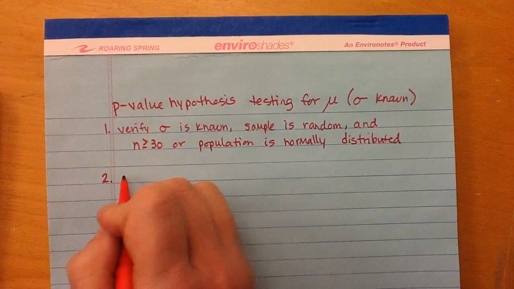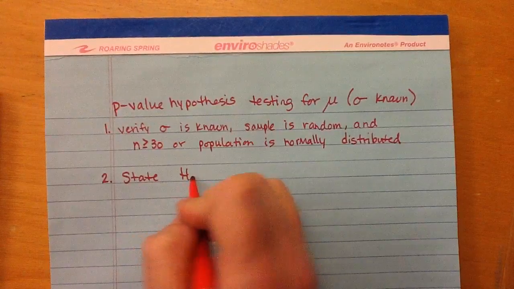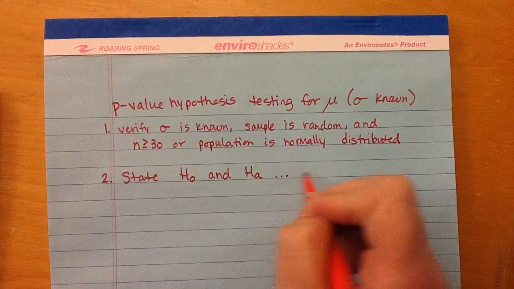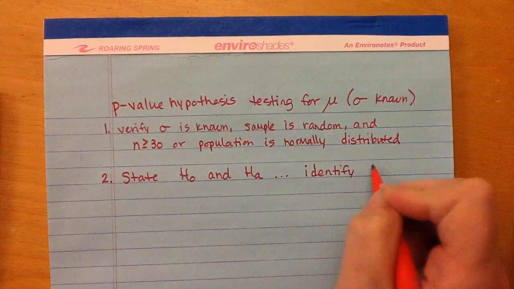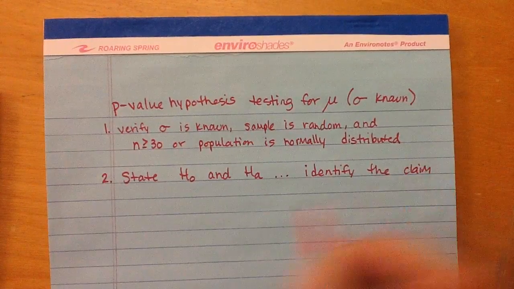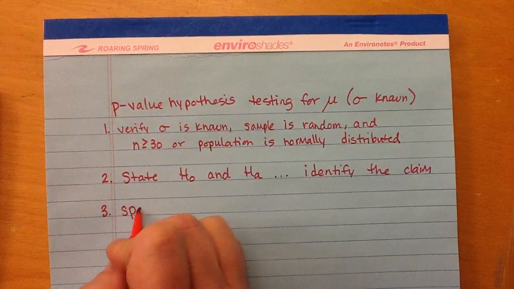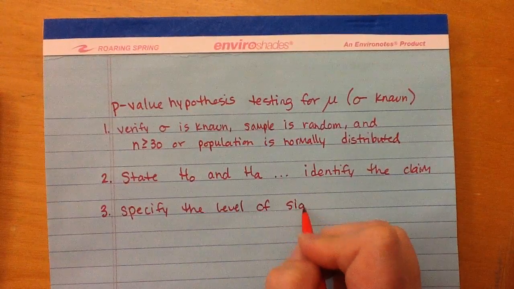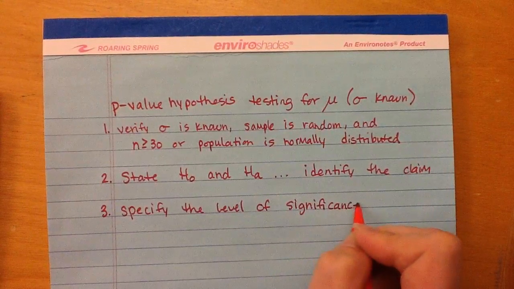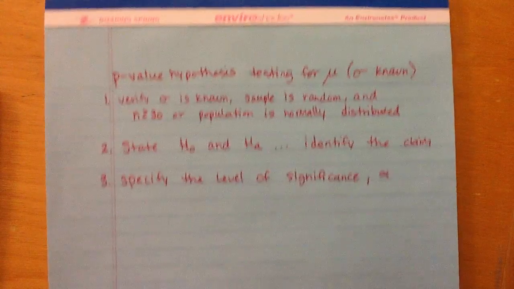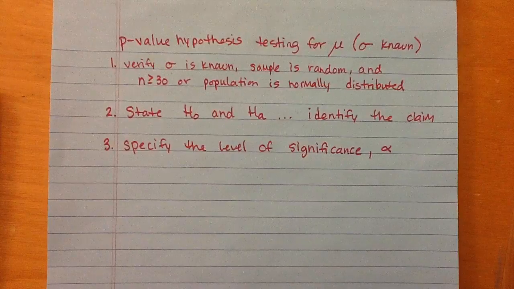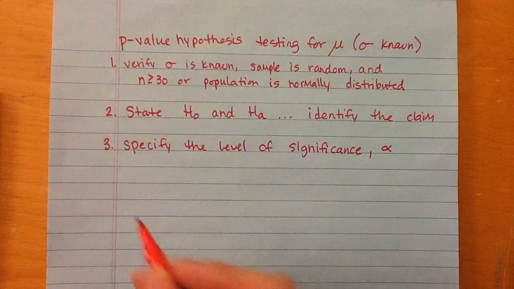Two, state H sub 0 and H sub A. Identify which one is the claim. Three, specify the level of significance. We always have to start our hypothesis test knowing our level of significance. It's unethical to run a hypothesis test and then go back and change your level of significance based on the results. So that's one of the beginning steps.